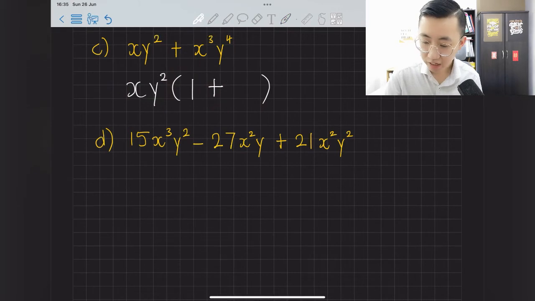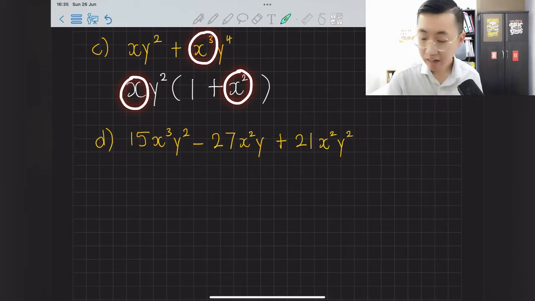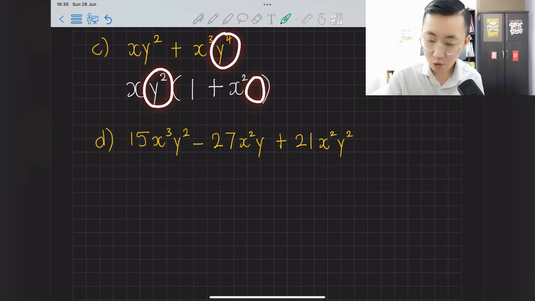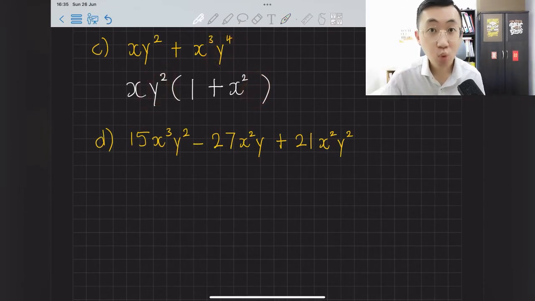Alright, I knew that I have to put x squared because x squared times x will give you x cubed. See that? Alright, then how many more y? 2 times with the y square will become y power of 4. So teacher knew I have to top up with another y square, right? So y square over here. So that's how you do question C.